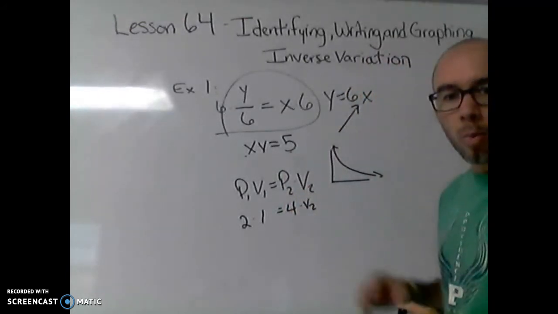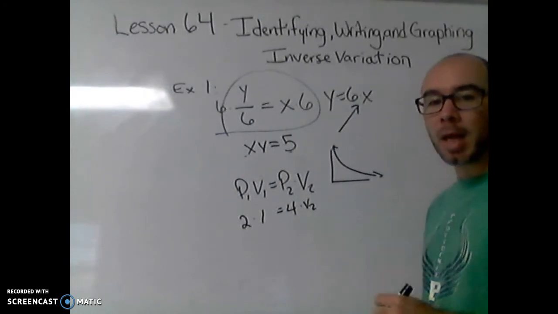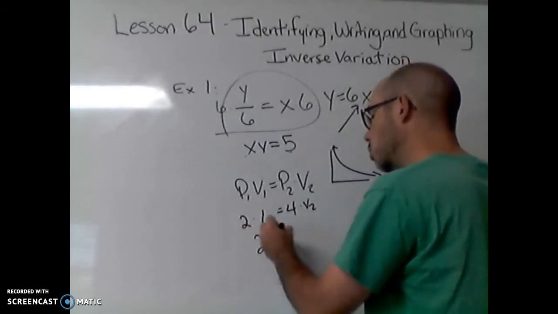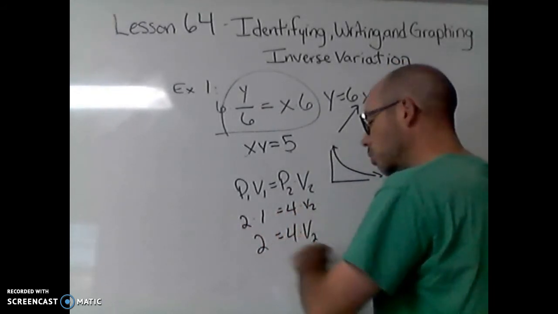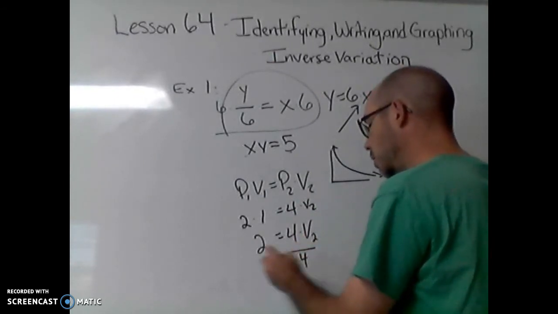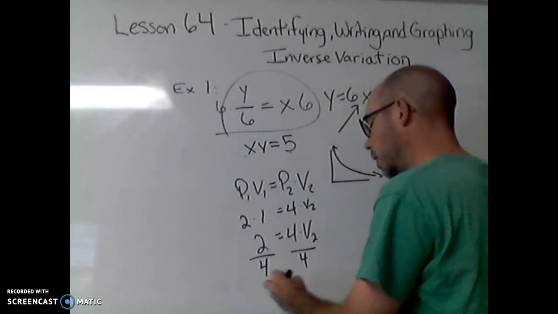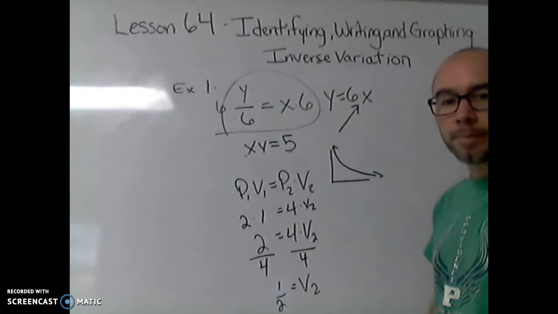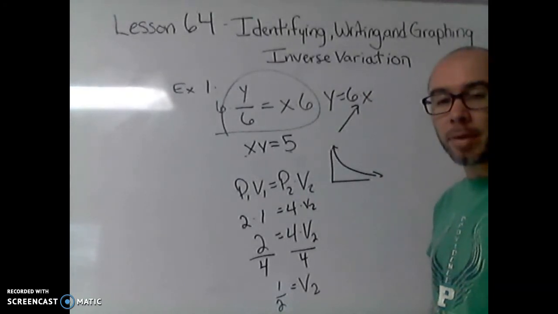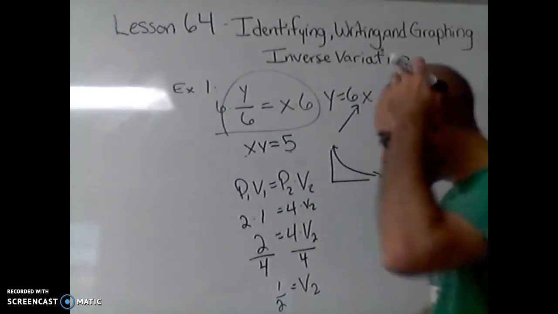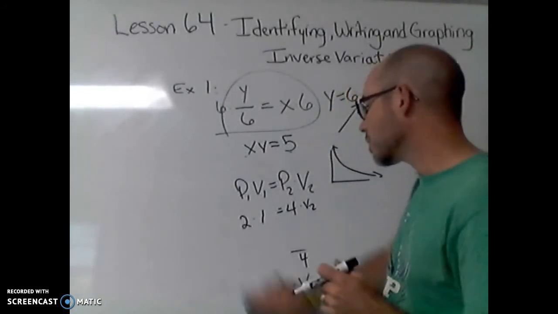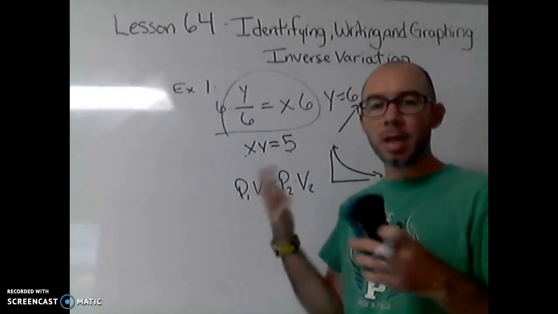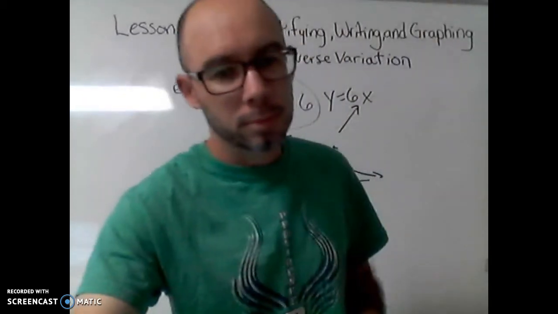And here's the question then, what would be the volume at the end if these things must be equal to each other? 2 times 1 is 2. 4 times volume 2 must be equal to that. So if we divide both sides by 4, we find out volume 2 must be half of what it was before. That's what it has to be if I doubled the pressure from 2 to 4. The volume would get smaller. So that makes sense. If the pressure goes up, the volume must go down. They have an inverse relationship to each other.